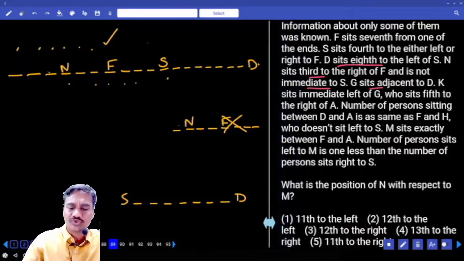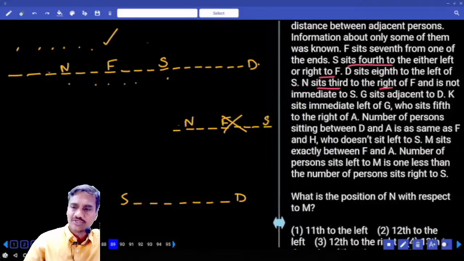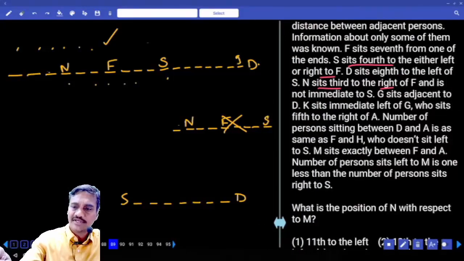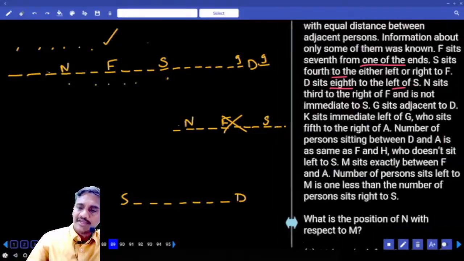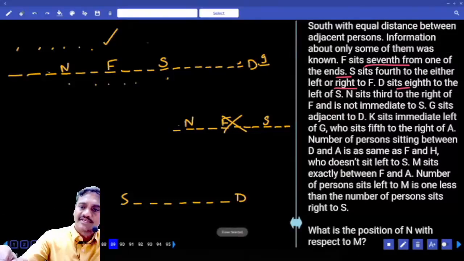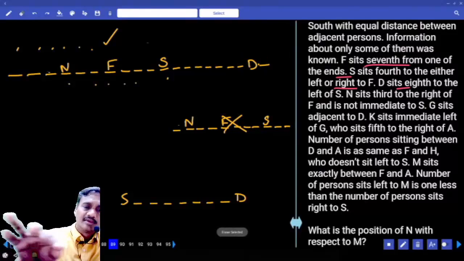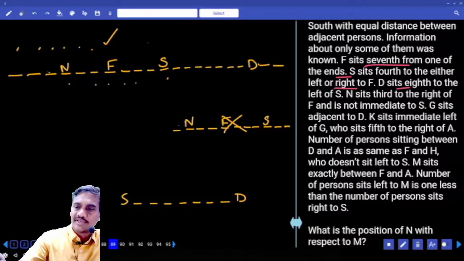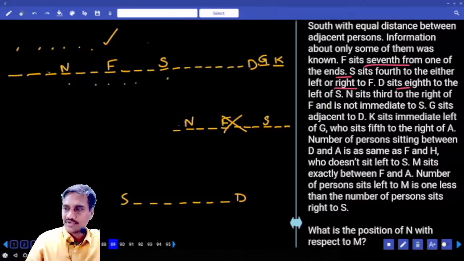G sits adjacent to D. Now G and D are adjacent to each other. As G and D are adjacent, G can be either to the left-hand side or to the right-hand side of this person. And K sits to the immediate left of G. K is to the immediate left of G, hence G cannot be at this place. And since K is to the immediate left of G, K is here. Now G is at this place. K is to the immediate left of G.